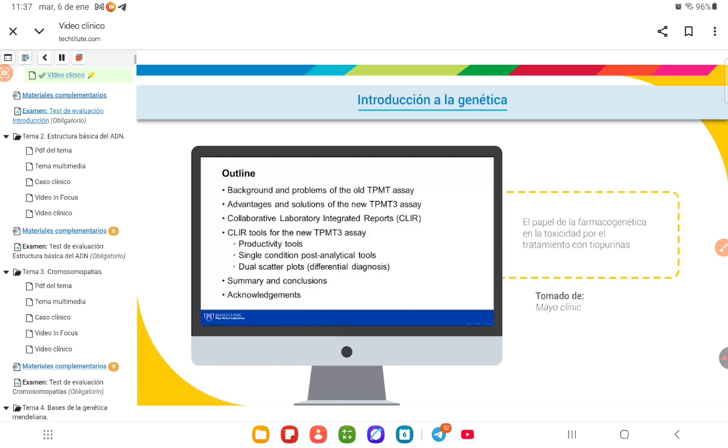This slide shows an outline of my presentation that will include a retrospective evaluation of the old assay, technical details about the new assay, and an overview of our approach to post-analytical interpretation using CLEAR, a multivariate pattern recognition software.